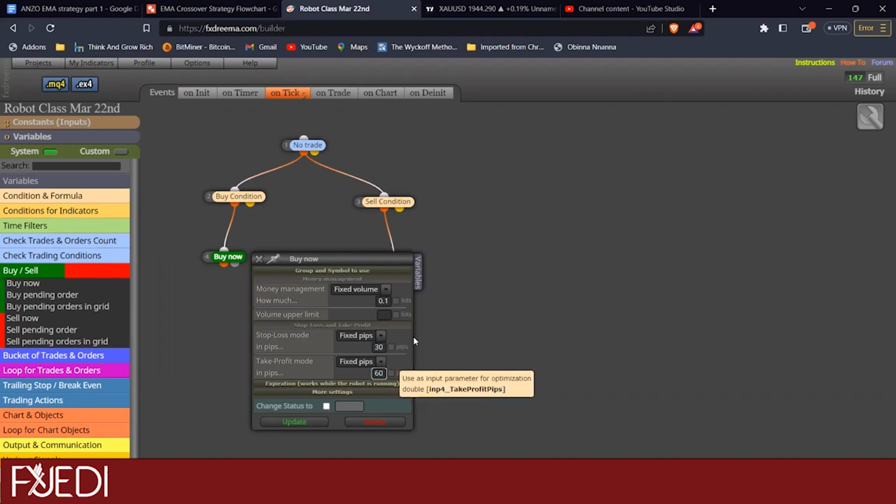Now, like I said, we're not going to be using a hard-coded stop loss. We're going to be using dynamic stop loss and no take profits. Our take profits will be decided by some conditions that we'll define, okay?